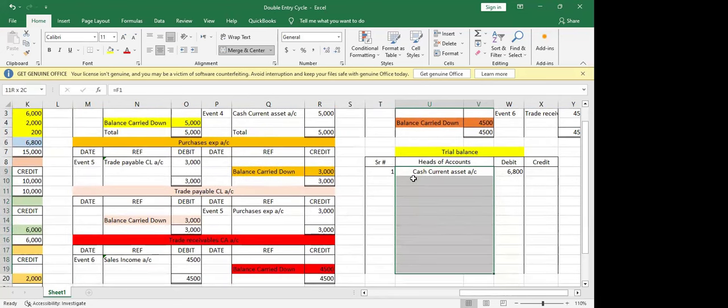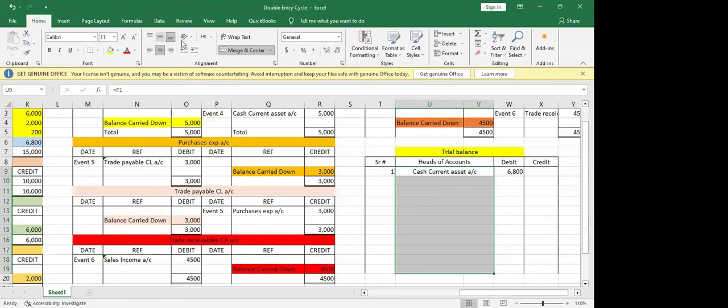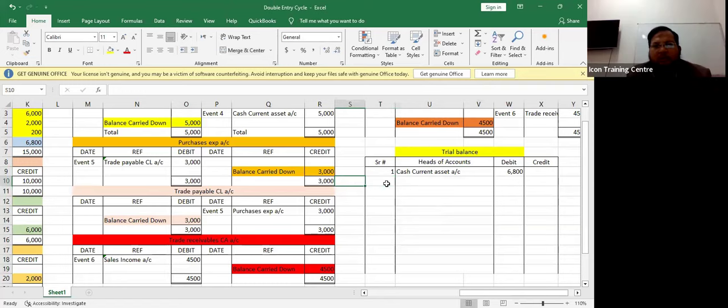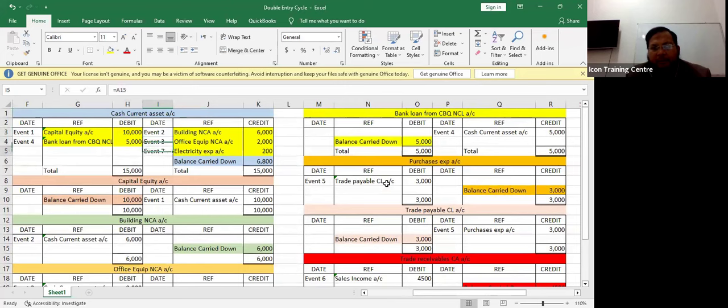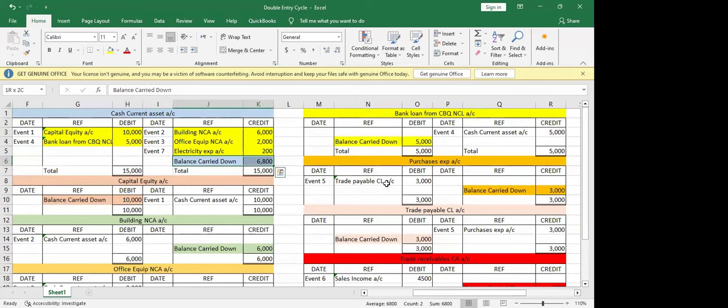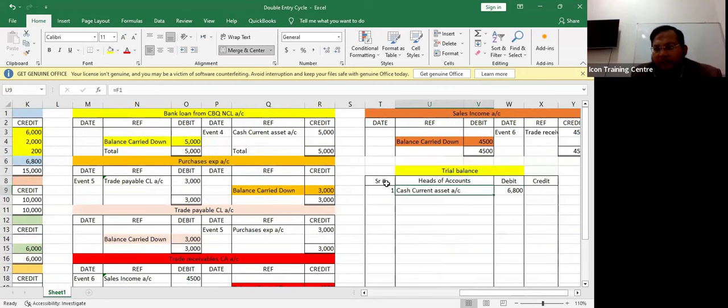Debit. Okay. But why did you put 6,800 under debit? Yeah, because it is a debit balance now. This is the debit balance. Because the debit side is heavier and the credit side is shorter, that is why the balance is a debit balance. So that is why we are putting it on the debit side, right?